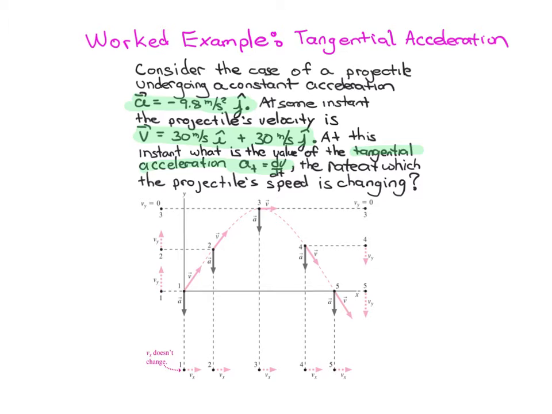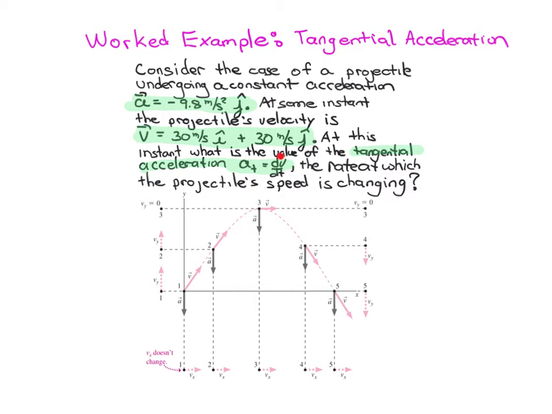And we're told that at some instant in time, the projectile has a velocity of 30 meters per second i hat plus 30 meters per second j hat. So it's apparently traveling at an upward 45-degree angle with respect to horizontal. And at that instant, we'd like to know what is the value of the tangential acceleration of the object.